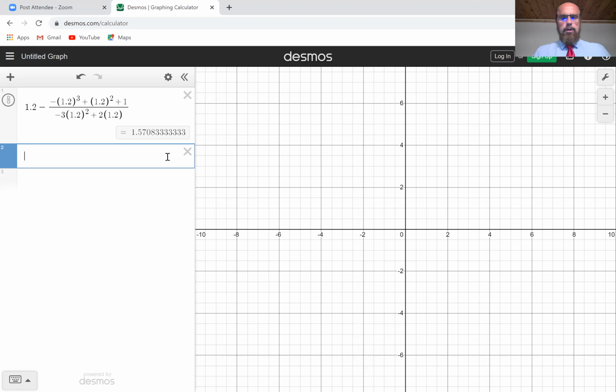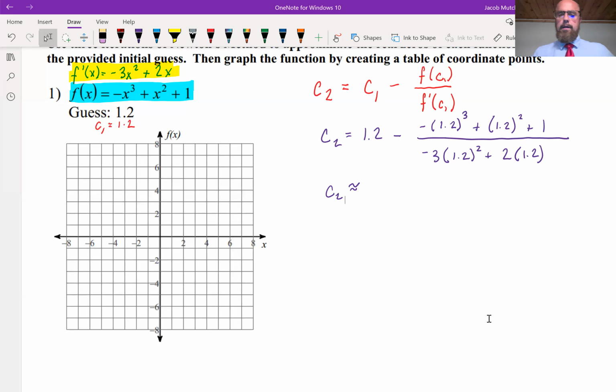So again, let's go back to our notes screen so that we can set up the second iteration. And we'll record that down there. That value that we had just approximated was 1.5708333. When I go to set up the second iteration, what I'm looking to find is really C sub 3. That's going to be the previous term. So here we can clearly see how it's recursive.